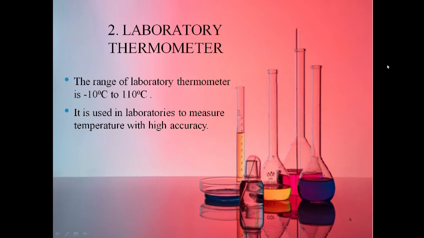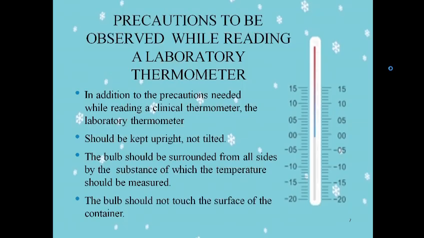There are certain precautions that need to be kept in mind while using the thermometer. The thermometer should always be kept upright. It should not be tilted. The bulb should be surrounded from all sides, and the bulb should not touch the surface of the container. These precautions should be kept in mind while using this thermometer.